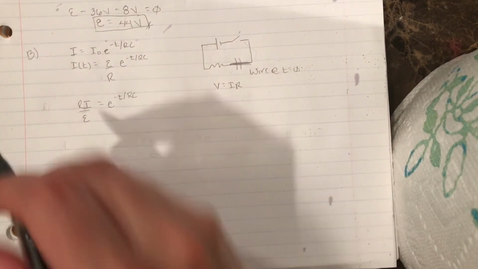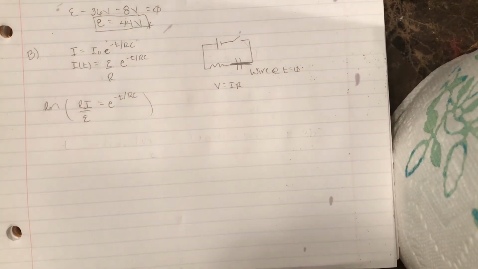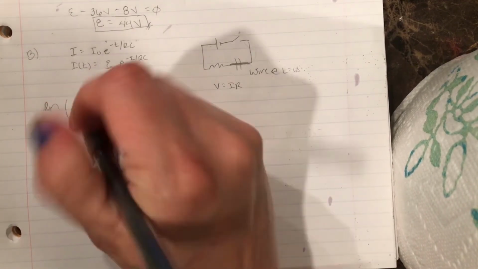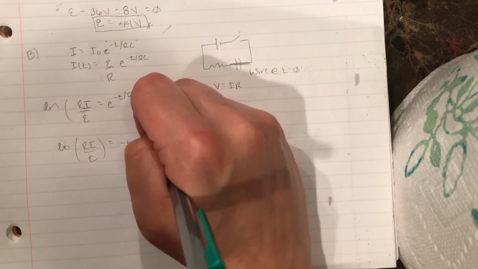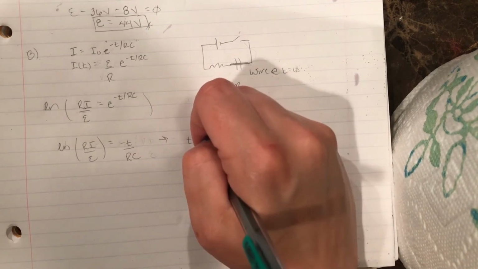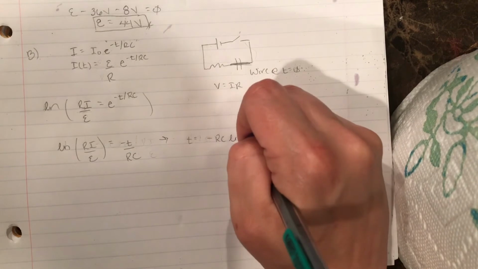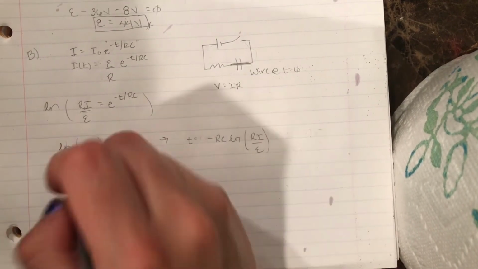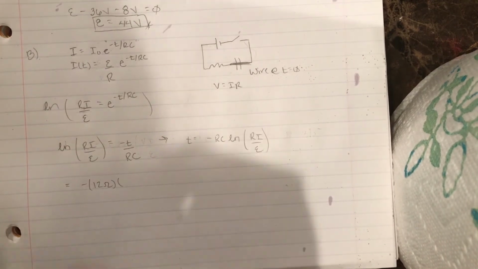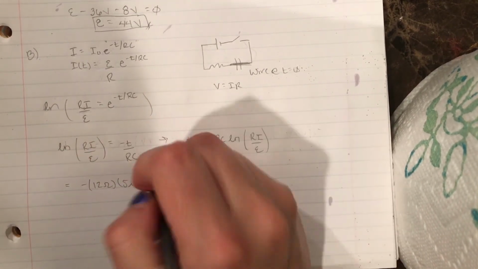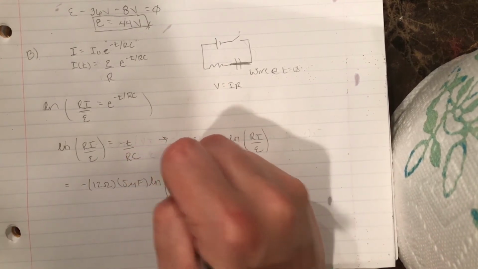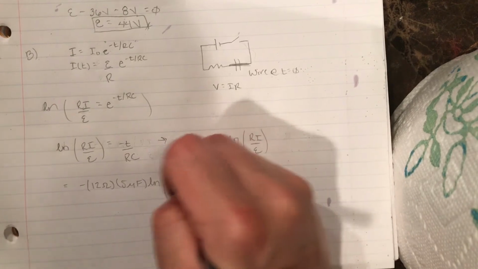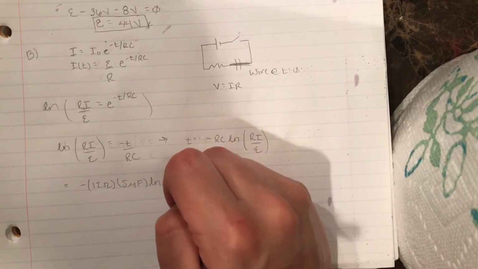Now we want to get rid of this exponential, so we log both sides. The natural log of RI over EMF is equal to minus t over RC. So t is equal to minus RC log of RI over EMF. R is 12 ohms, C is 5 microfarads. I, at the point we care about, was 3 amps when the charge was 40 microcoulombs, which was one of our givens. And our EMF we found to be 44 volts.